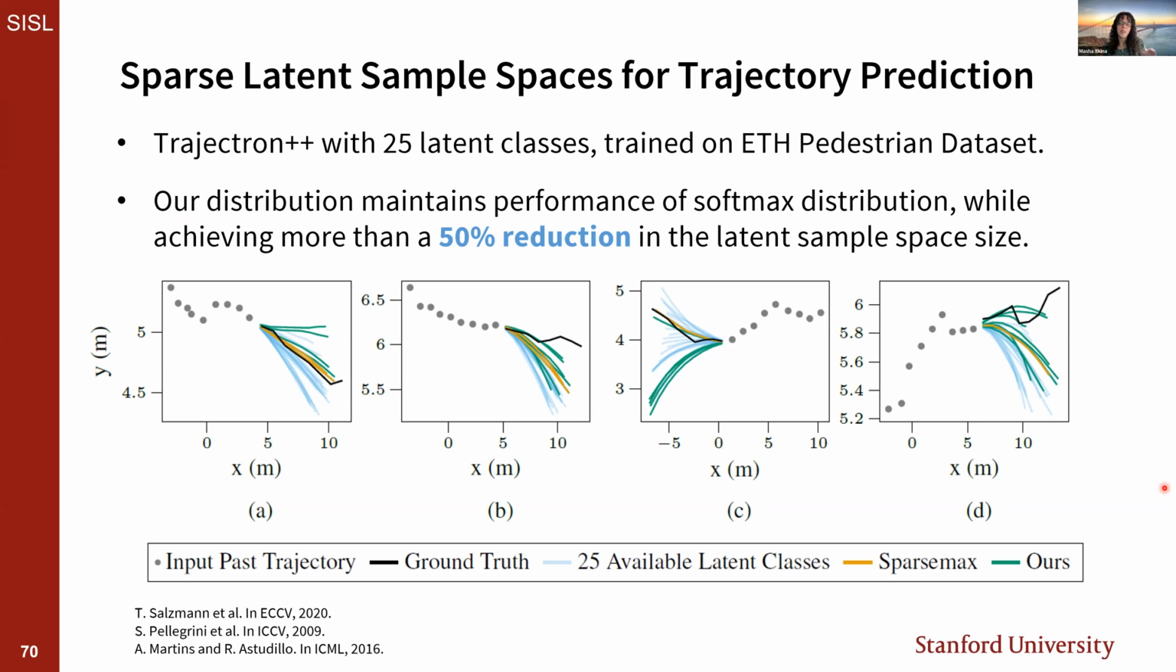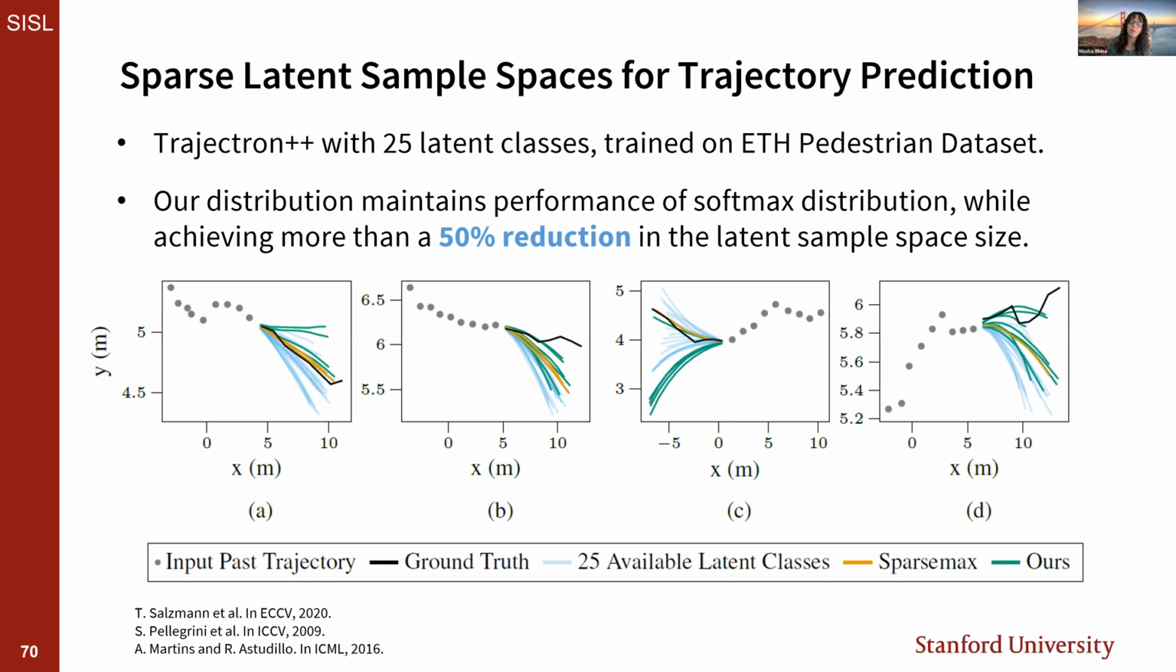The examples in the figure demonstrate that our method, shown in green, is able to maintain the multimodality in the trajectory modes, such as going straight, shown here, or turning left. Similarly here, turning right or turning left, while also encompassing the ground truth.